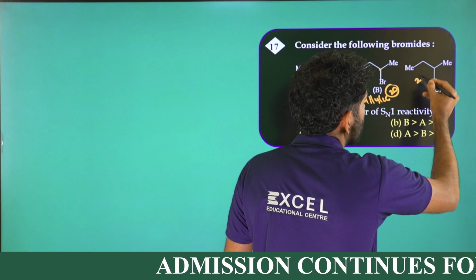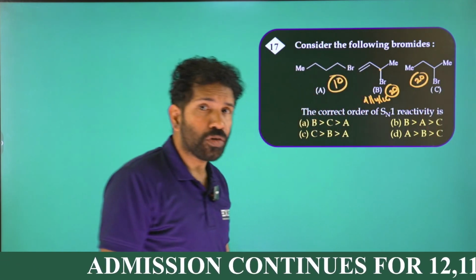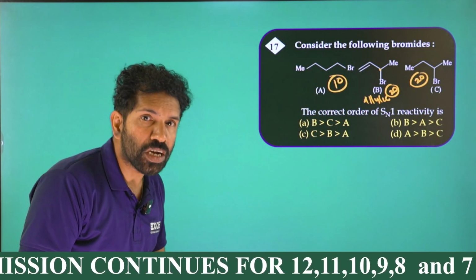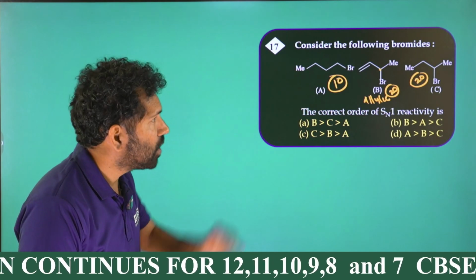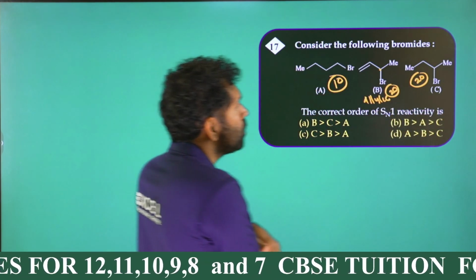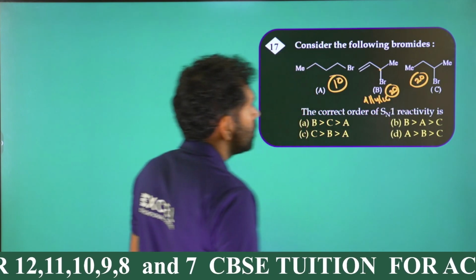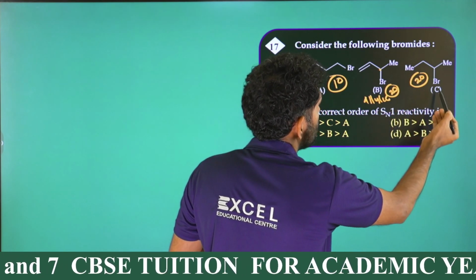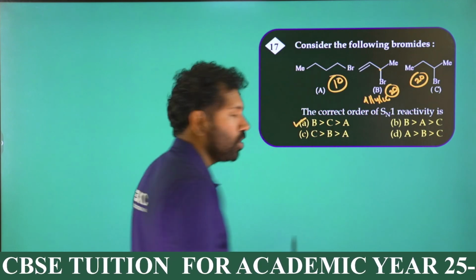This is a secondary halide. We know the order of reactivity. Just now we discussed that allylic is more reactive towards SN1, then secondary, then primary. So the answer will be B is more reactive, then C, then A. This is your answer. I hope you got it.